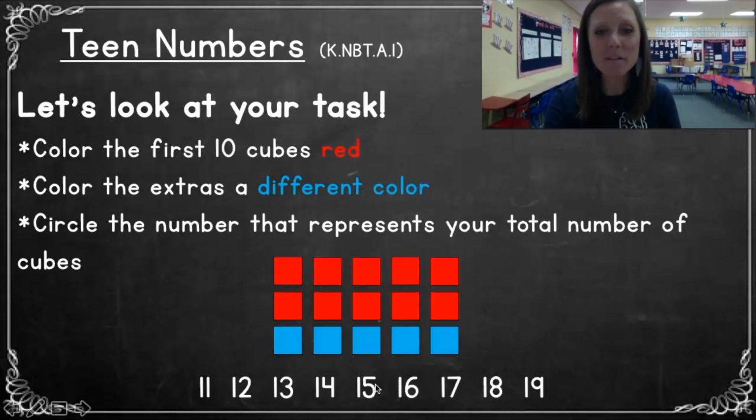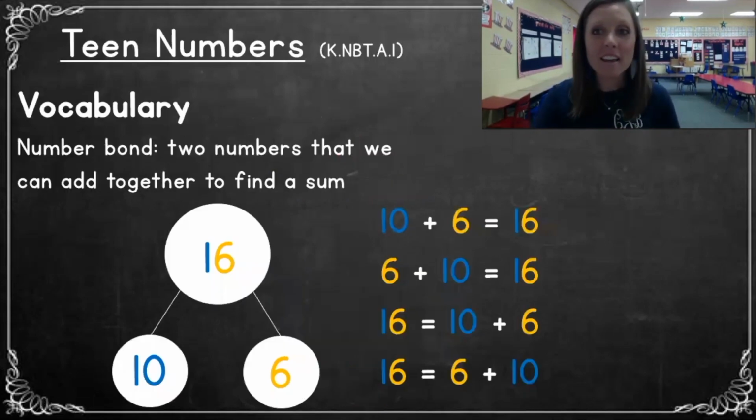It's the number 15. It's a 1 and a 5. The 1 is the red group of 10, and the 5 is the 5 extra ones that we colored. It's the 5 blue ones. Great. You'll have some more of those in your packet that you can do by yourself.